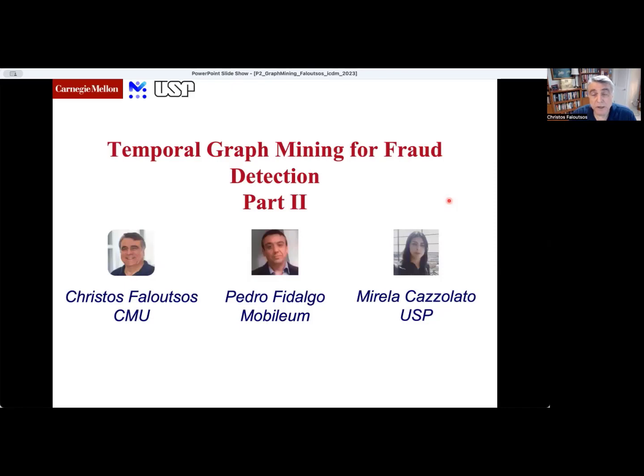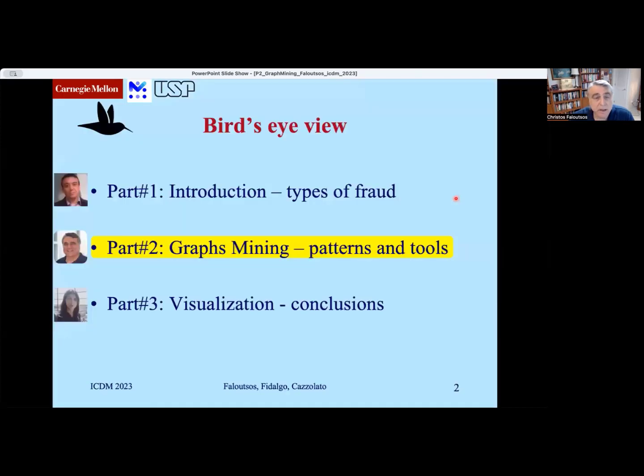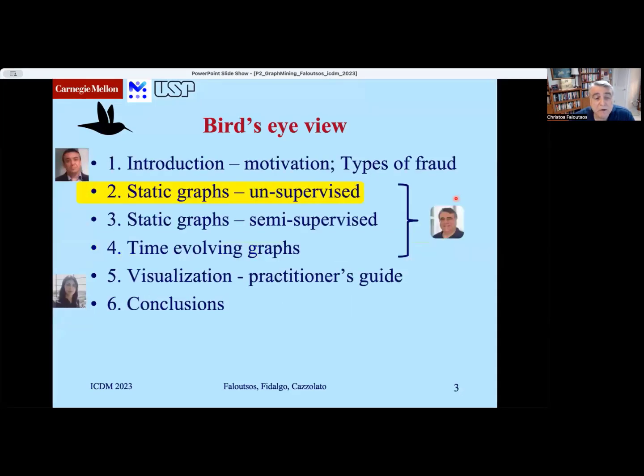Welcome to the second part of the tutorial on graph mining for fraud detection. I'm Christos Faloutsos. Pedro covered the first part, introduction and types of fraud. What we'll cover in the second part are three subparts: static graphs unsupervised, static graphs semi-supervised, and time-evolving graphs. And then Mirela will cover the last two subsections.